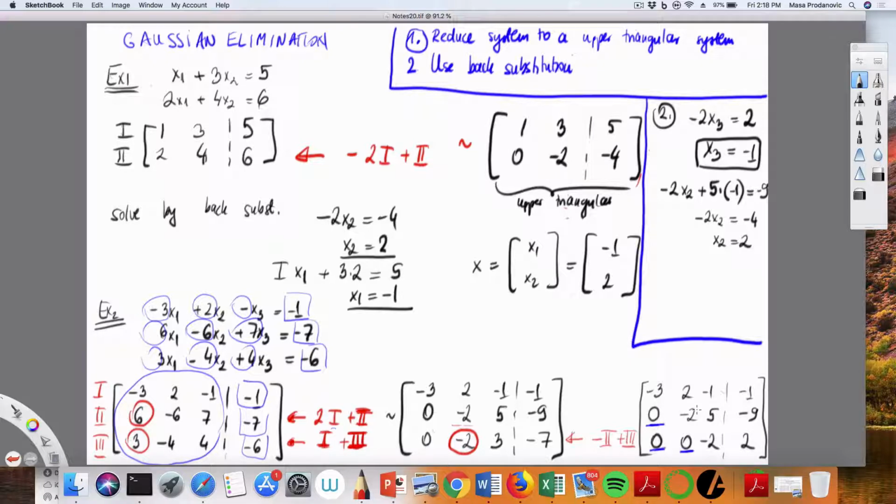And then finally, I can put both of these into my first equation, and I'm going to get minus 3x1 plus 2 times 2 minus 1 times minus 1 is equal to, I'm going to squeeze it in, minus 1. So minus 3x1 is equal to 4 plus 1 is 5. On the other side, minus 5 minus 6, so my x1 is 2.